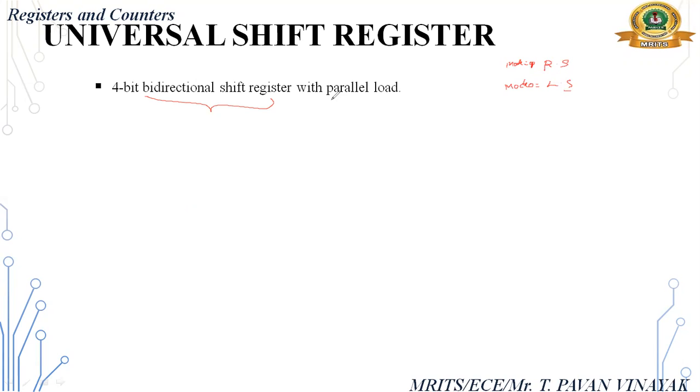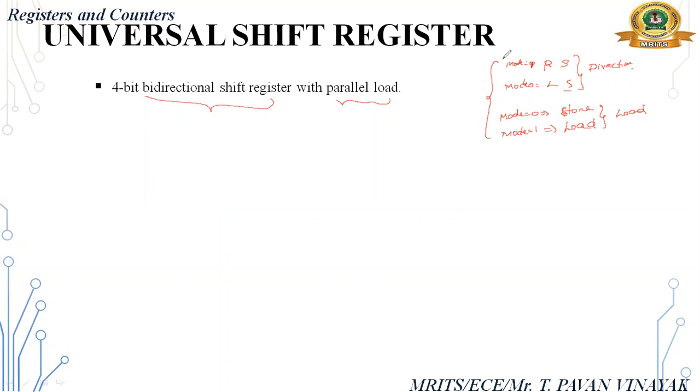Now again, parallel load. What is parallel load? Parallel load also performs two operations. When mode is 0, it performs the store operation. When mode is equal to 1, it performs the load operation, right? This mode is the direction mode, and this mode is the load mode. A universal shift register means combining these two operations.